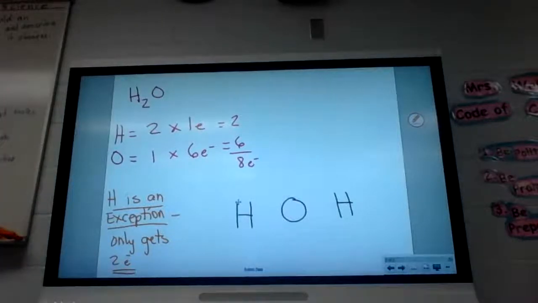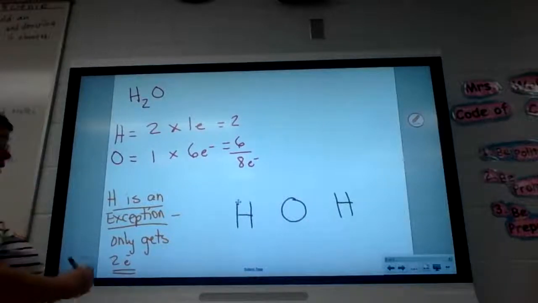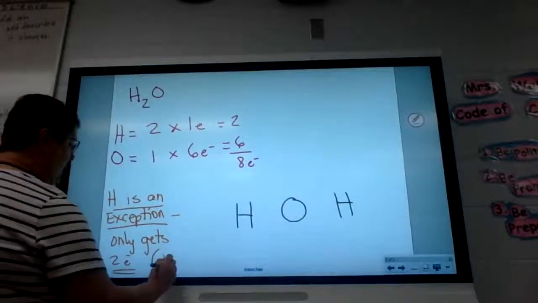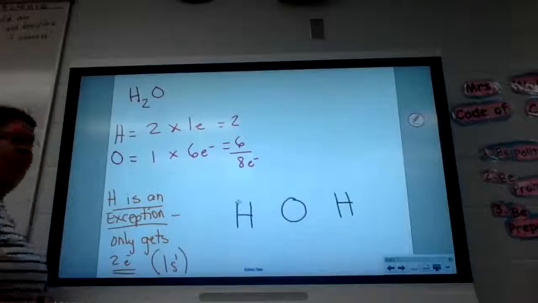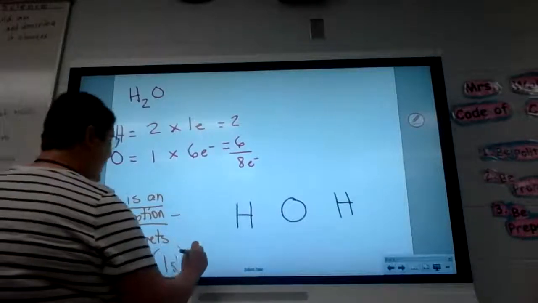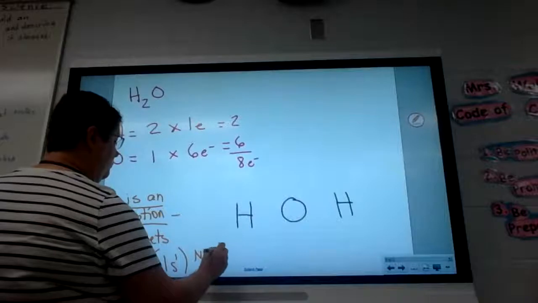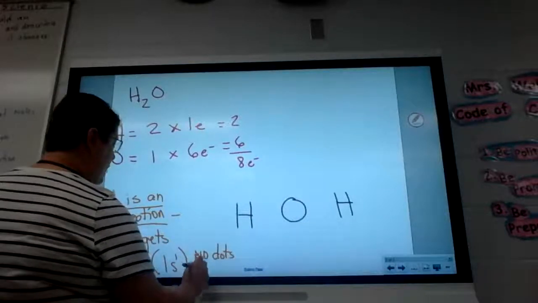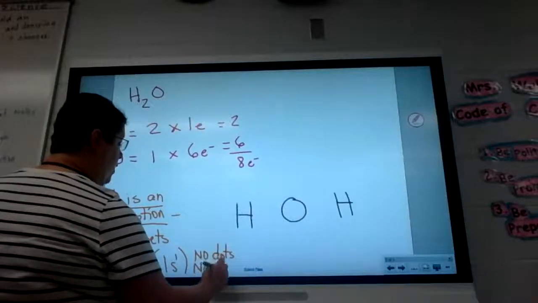Okay? The reason for that is its configuration is 1s1. It has an S. How many electrons can go in an S sublevel? 2. You can only have 2 electrons in an S sublevel, right? So it's never going to have dots. Okay? No dots. And no multiple.